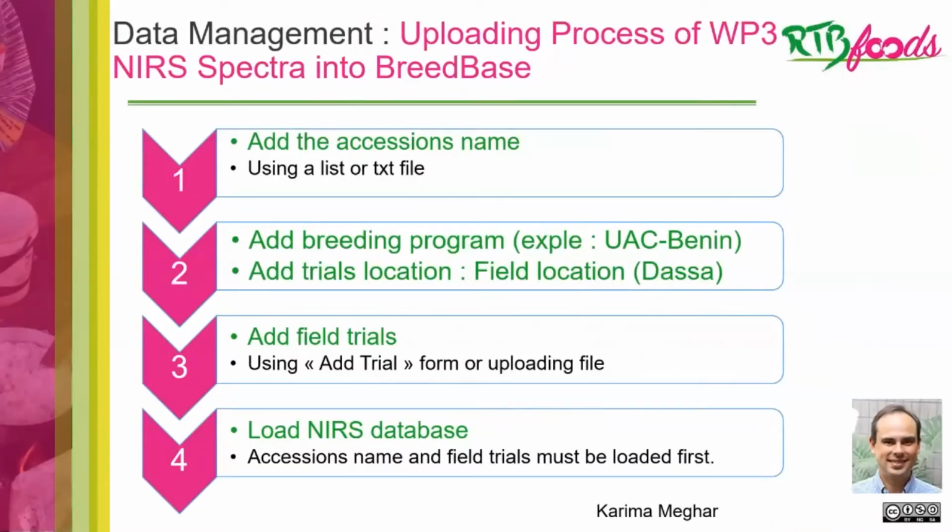Storing progress of NIRS data at work package 3. First thing is upload accession's name using a list or a text file. Then add the breeding program, for example UAC Benin. Also add in trials location, such as DASA. The third thing is add field trials. To do that, you can use add trial in BreedBase, or for example, using the right file format and then upload to the database. And finally, you'll be able to load your NIRS data.